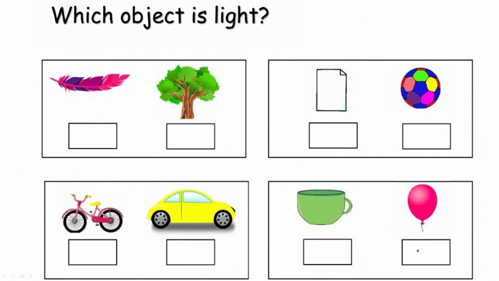Which object is light? Feather or tree? Feather is light object. Paper or ball? Paper is light. Cycle or car? Cycle is light. Cup or balloon? Balloon is light.